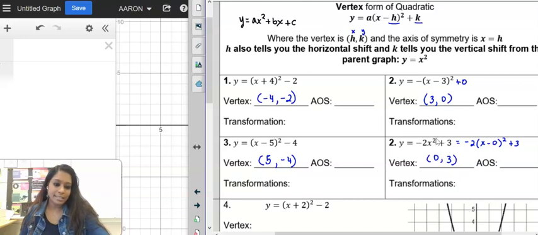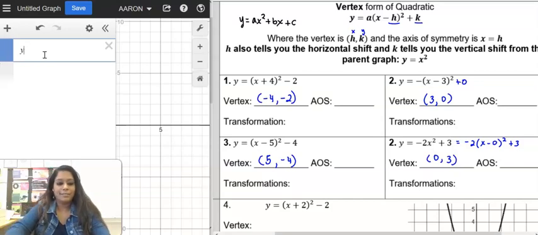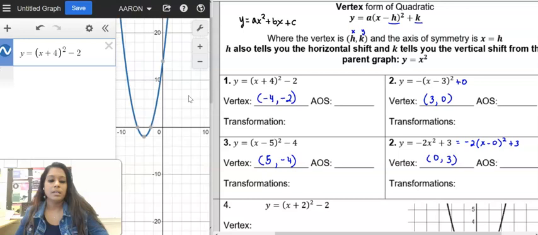I could graph it in Desmos and show you. Maybe I'll do a couple. Let's just do it. Why not? I have Desmos right here handy. Y equals x plus 4 squared minus 2. Press the home button. There it is. See how the +4 actually moves it to the left? We're going to talk about that in just a second.